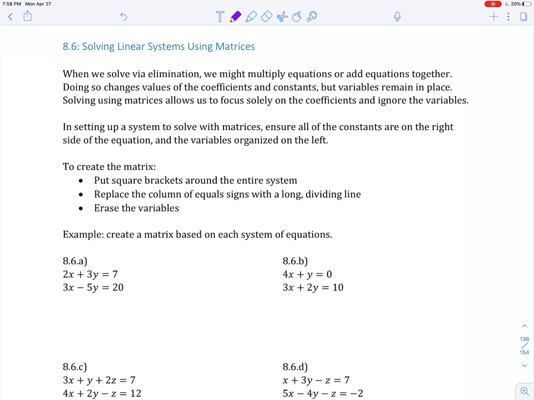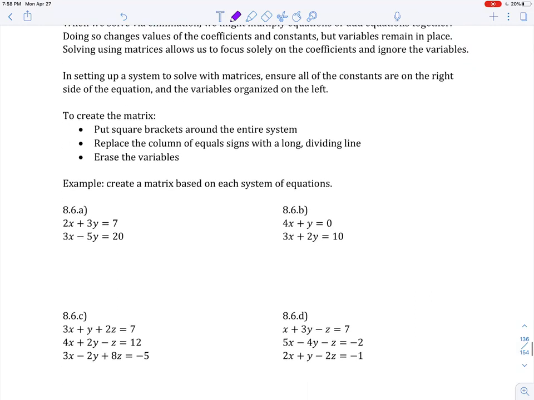When we're solving using matrices, we need to make sure that all of our constants, our numbers without variables, are on the right side of the equation, on the equal sign there, and the variables are organized onto the left. So organized in order, so X, then Y, and then if we have 3D systems, then Z. Okay? To create a matrix, this is what it's going to look like.